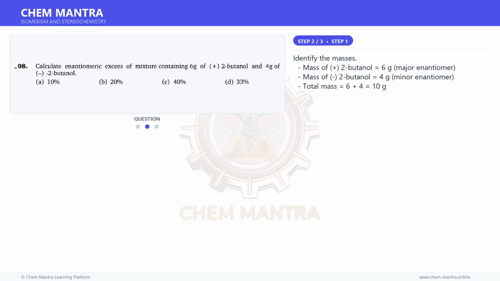Identify the masses. Mass of (+)-2-butanol is equal to 6 g, the major enantiomer. Mass of (-)-2-butanol is equal to 4 g, the minor enantiomer. Total mass is equal to 6 plus 4 equals 10 g.